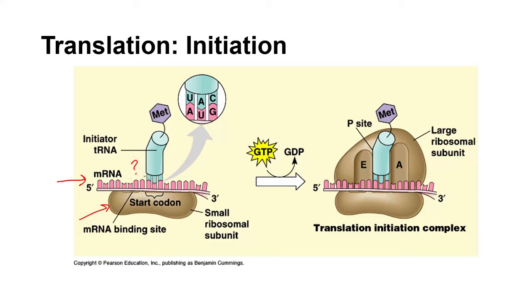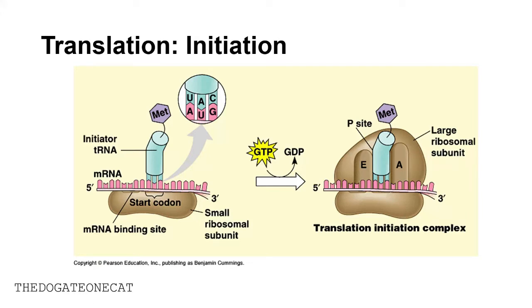We need to establish the right reading frame. And as we can see up here, we always start at the start codon, which is always AUG, and the tRNA that corresponds to that brings in the amino acid methionine. Once we get started there, then we can spend some energy, GTP, bring in the rest of the ribosome, and we're ready to go. Well, why is it so important to start just there?